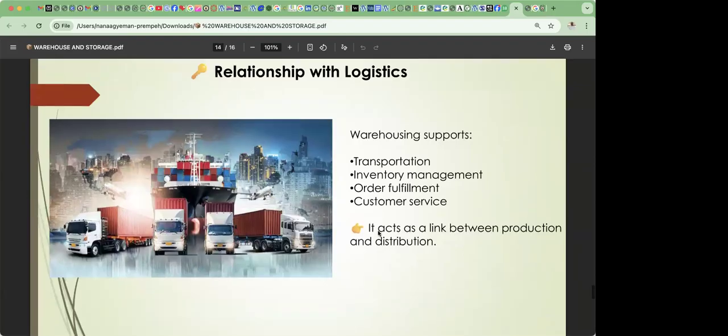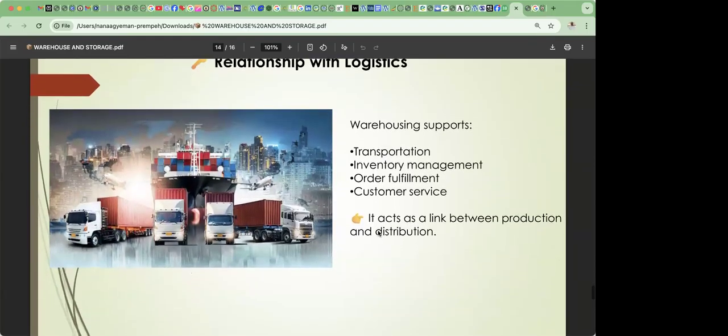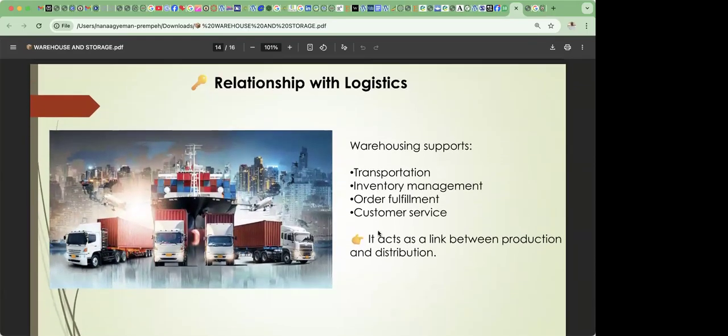I've also mentioned the relationship between warehousing and other logistics. I've mentioned the relation between warehousing and packaging, warehousing and transport management, inventory management, and demand, even demand forecasting.